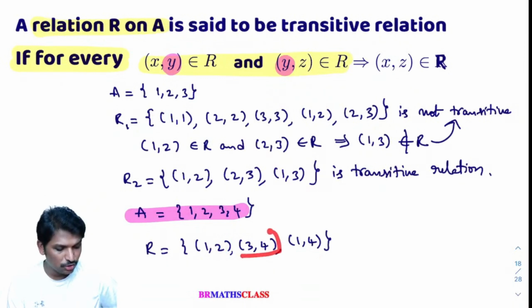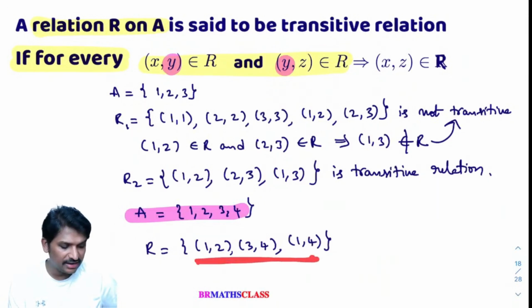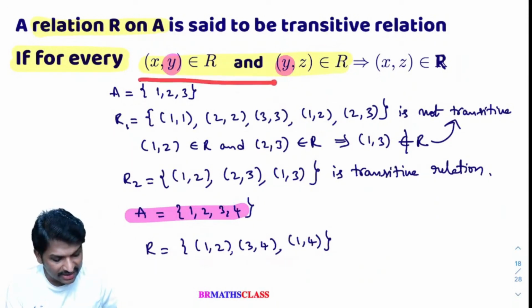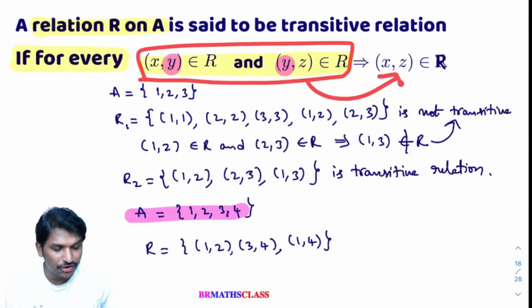Okay, no problem. Now you take the second element. It ends with 4. Now you look whether any other ordered pair starts with 4. No. Okay. Now you look here. This ordered pair ends with 4. Is there any other ordered pair which starts with 4? No, right? So when you are able to find such a pair, only then do we look for (x,z).